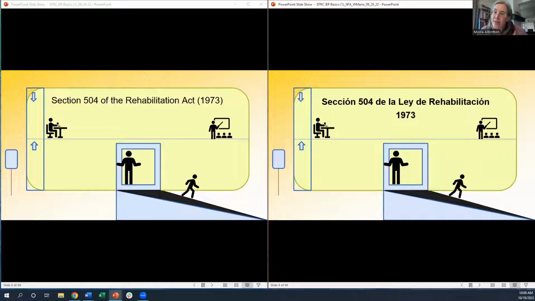And the other thing that this law covers, and we're not going to spend a lot of time on it in this particular training, but I do like to highlight it, is that it covers discrimination, including issues like bullying and harassment.